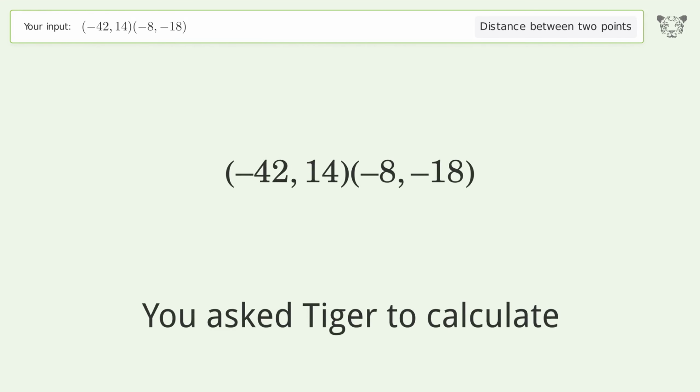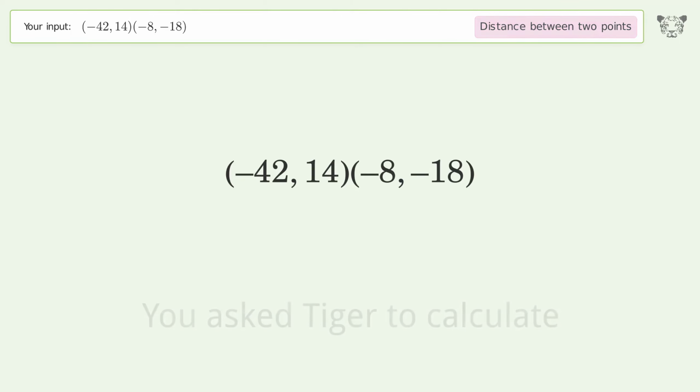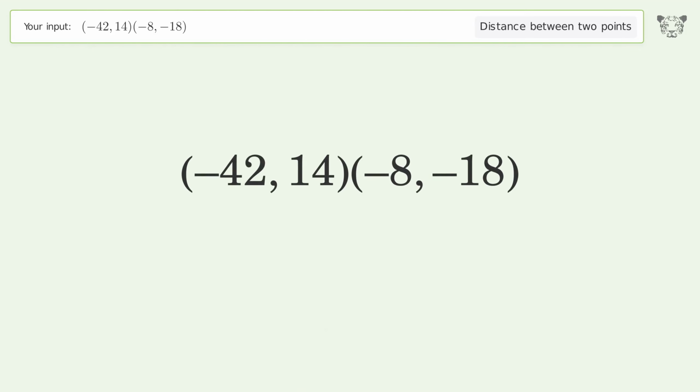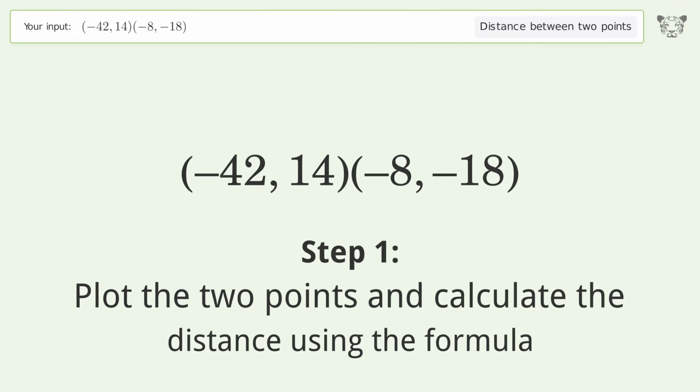You ask Tiger to calculate. This deals with the distance between 2 points. The distance between the 2 points is the square root of 2,180, or 46.69. Let's solve it step by step. Plot the 2 points and calculate the distance using the formula.